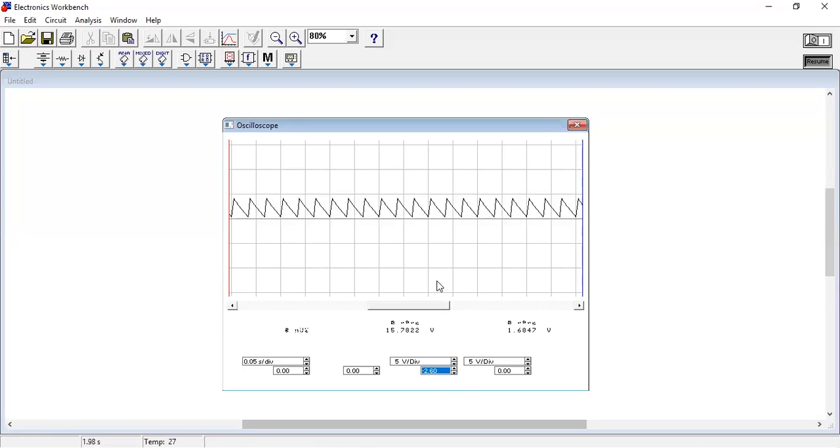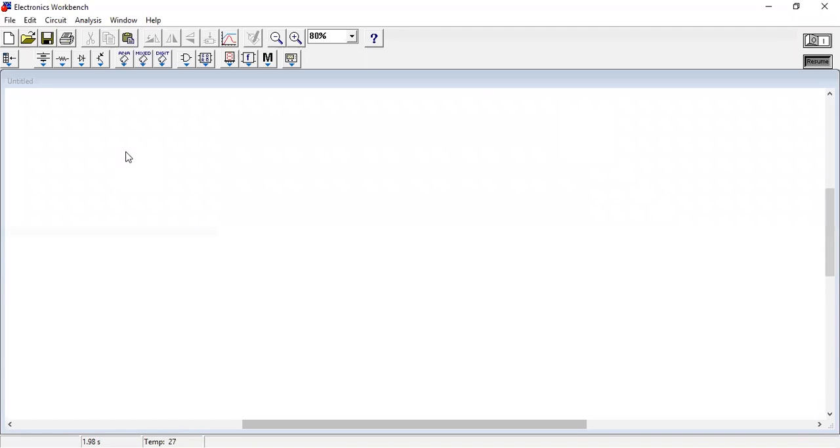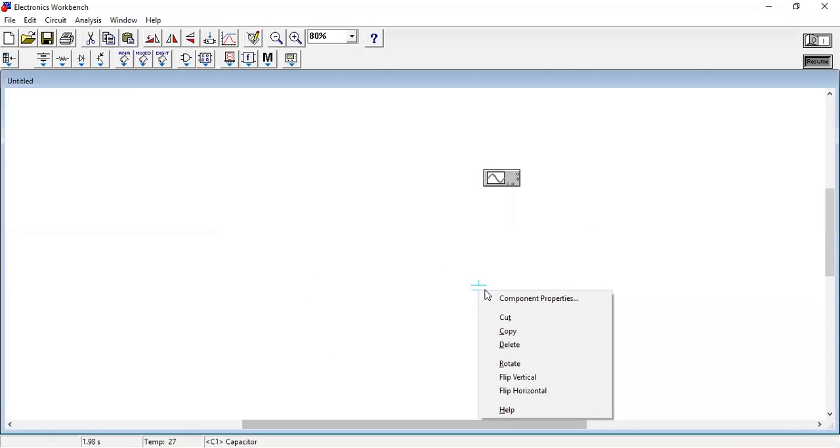Run it. If you want to stop the waveform, you can just press the pause button, and there's the waveform, and one box belongs to 5 volts, so I think here half of the box, so 2.5 volts.